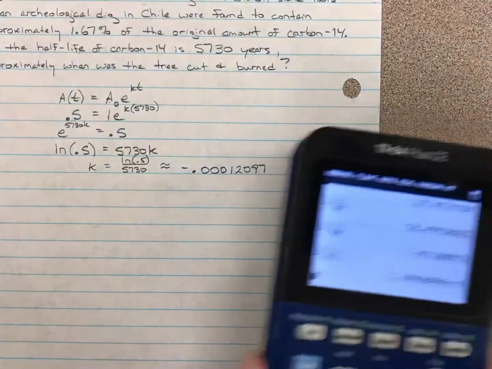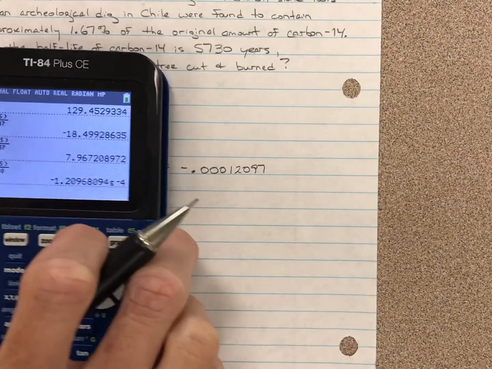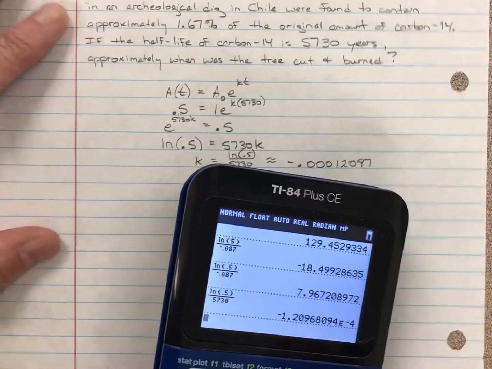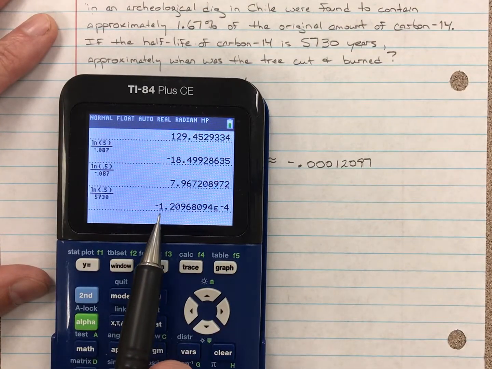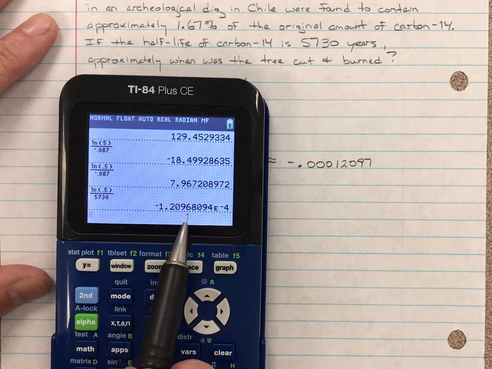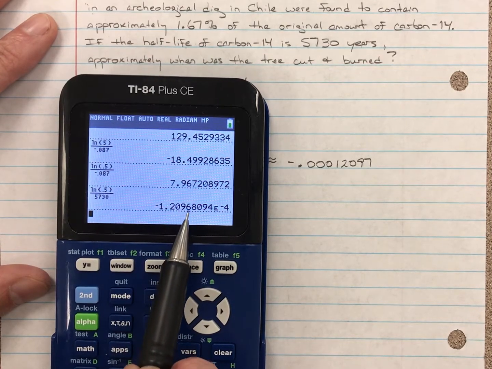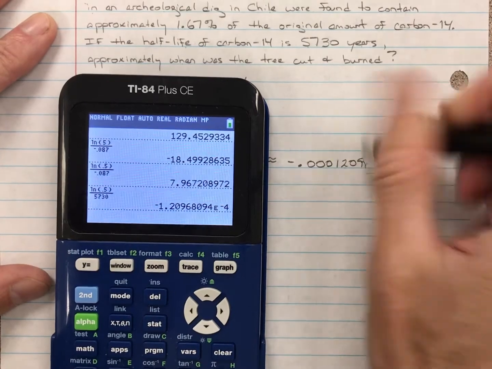Let's see what I got here. Move my paper so everybody can see. 0.000120968. I rounded that to a 7. I rounded the 6 to a 7. We'll do 6.8. We'll go a little bit further.